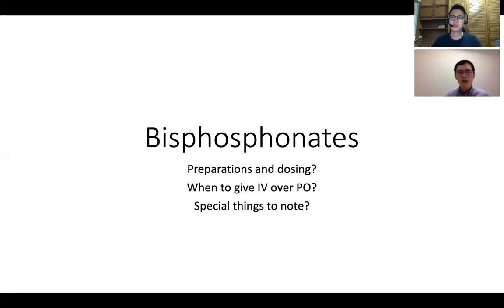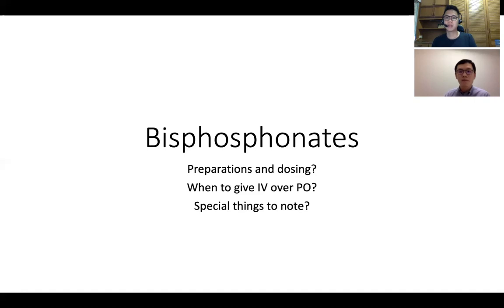But the main downside of IV bisphosphonate is a very prominent acute phase reaction afterwards, lasting a few days to a week. About 30% of people may have body aches, fever, flu-like symptoms and all that. So that's the major bugbear in terms of giving it, because a lot of patients don't tolerate it very well.